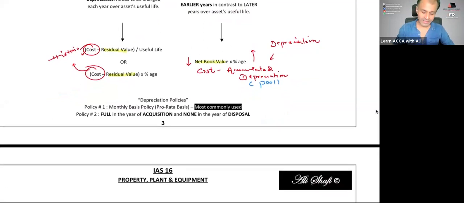On top of methods, there are some policies we also have to respect. Monthly, which is also called pro rata, and the full in the year of acquisition, none in the year of disposal. Full means 12 months of depreciation, and none means no depreciation in the disposal year, full 12 months of depreciation in the acquisition year. Another policy. But more common nowadays is the first one, as I have mentioned.